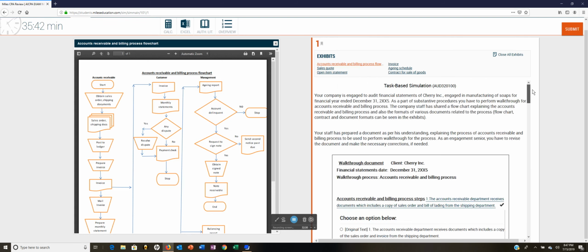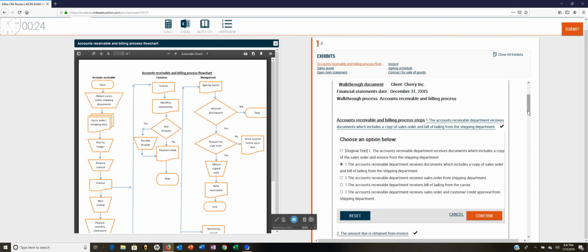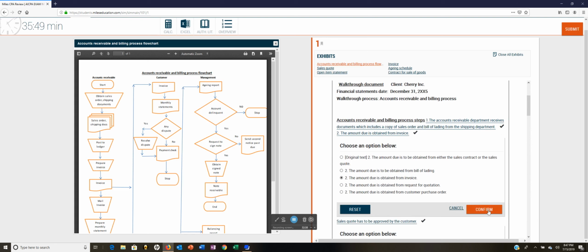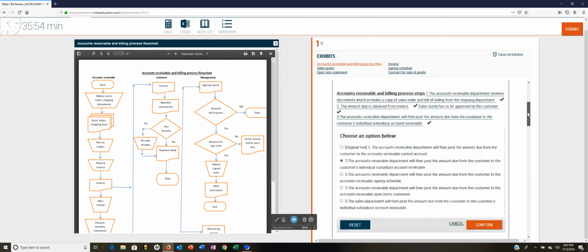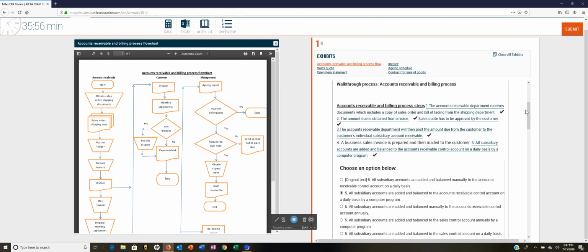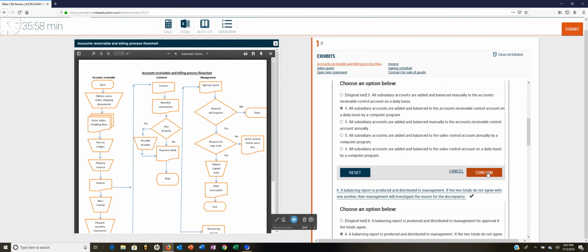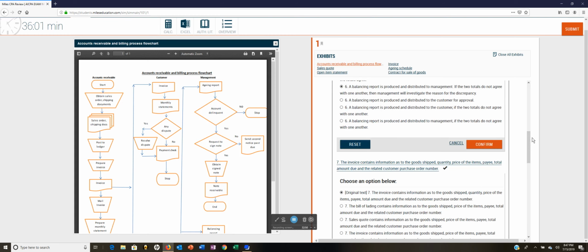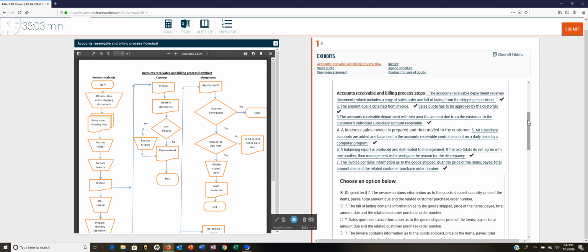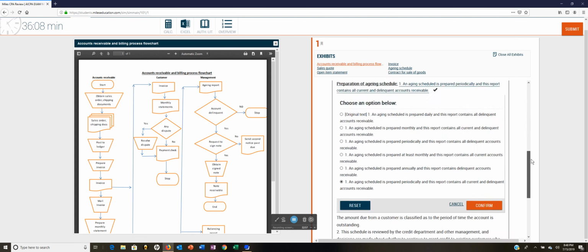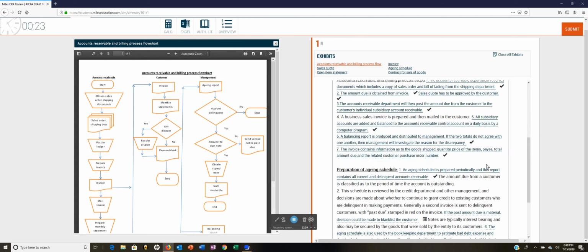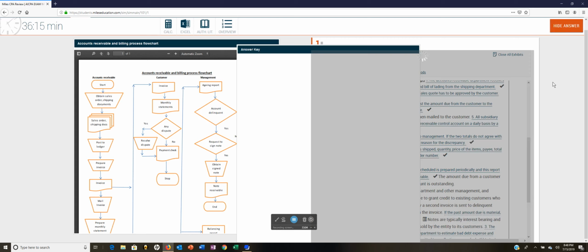Let's see how we did with the ones that we answered here. These are actually kind of fun. So we're going to confirm that one. We're going to confirm that one. Confirm that one. I could have confirmed them before this. Confirm. Confirm. How many more do we have? Got a couple more here. Confirm. Confirm. And confirm. Now let's submit. And let's see how we did.